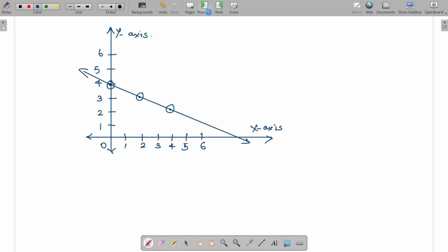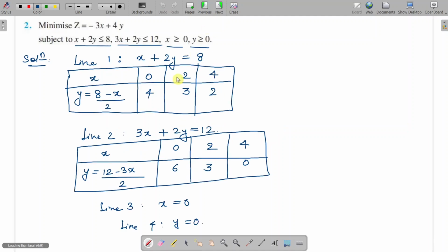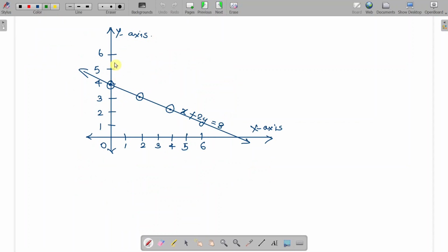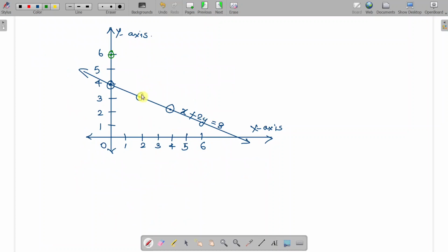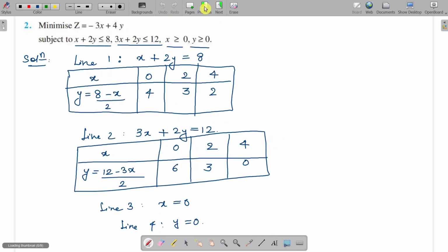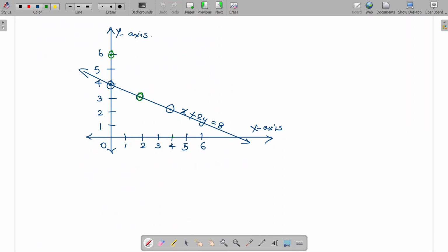So this line is x plus 2y equal to 8. Now the second line we will plot. The first point of the second line is 0, 6, then 2, 3, so that is this point here, then 4, 0. So let us join these 3 points.